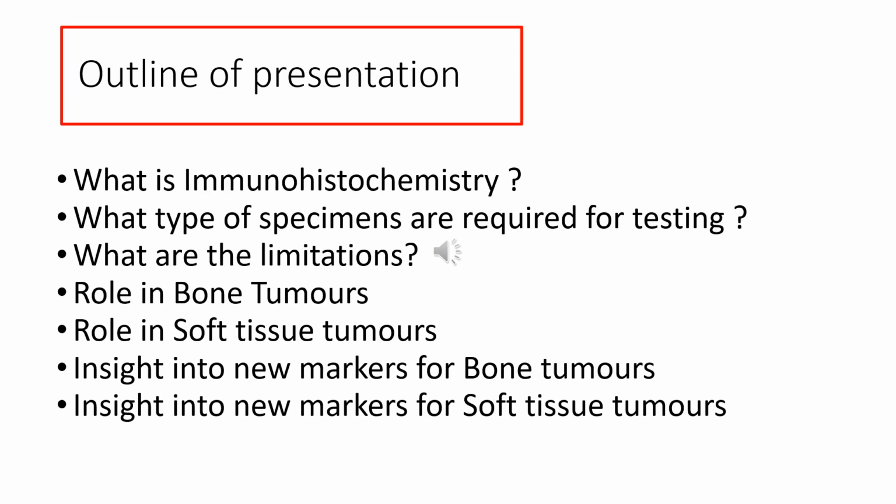So, the outline of my presentation is: what is immunohistochemistry, what type of specimens are required for testing, what are the limitations, and what is the role of immunohistochemistry in bone tumors, in soft tissue tumors, and towards the end, some insight into new markers for bone tumors and soft tissue tumors.